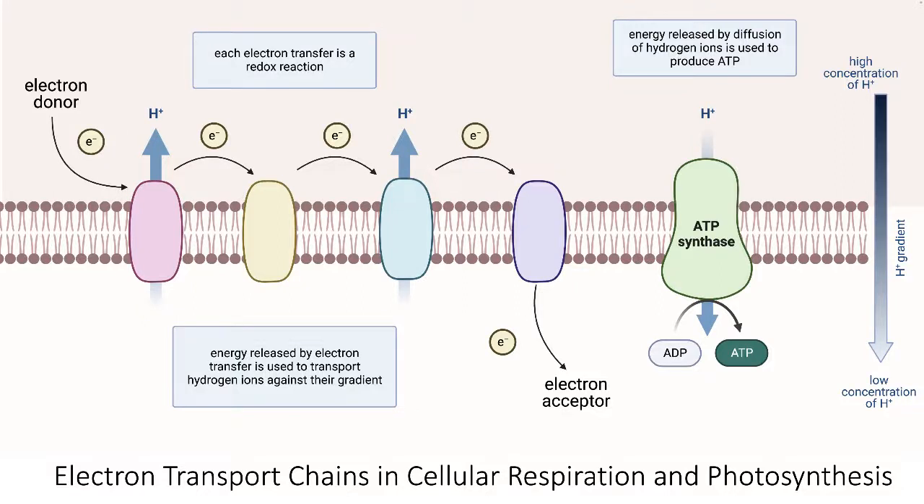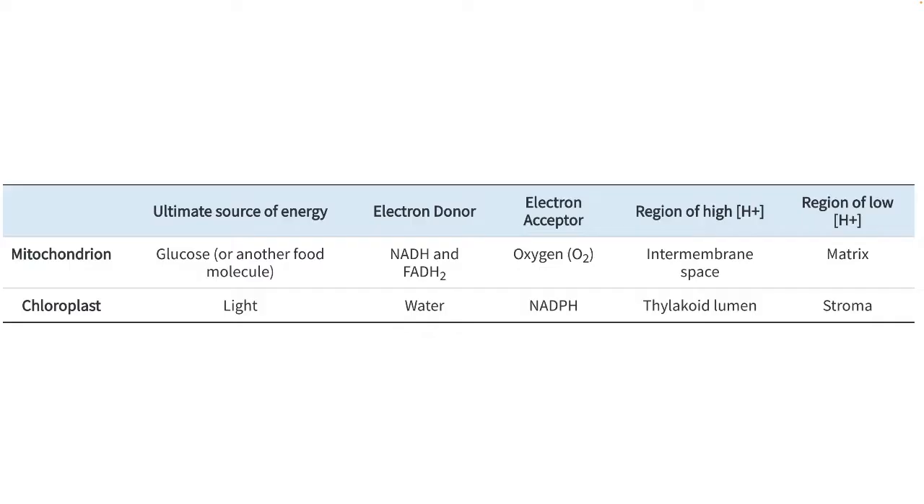Chemiosmosis produces ATP in both chloroplasts and mitochondria using the same mechanisms. In both cases, an electron transport chain maintains the hydrogen ion gradient that powers chemiosmosis. There are differences, however. The electron transport chain in the mitochondria and the chloroplast differ in their ultimate source of energy, their electron donor, their electron acceptor, and the regions of high and low hydrogen ion concentration.